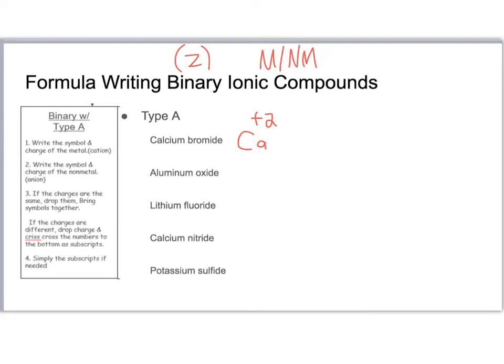Bromide is the nonmetal bromine. We're going to look up its symbol on the periodic table and its charge as well. Remember that bromine has 7 valence electrons and it wants to gain 1. We're then going to look at the charges. If they are the same, we will drop them and bring the symbols together. But if the charges are different, we will drop the charges and crisscross the numbers to the bottom as subscripts, as follows.